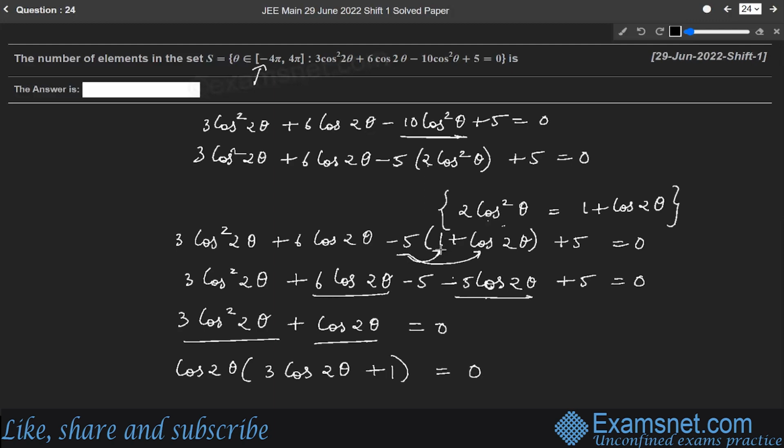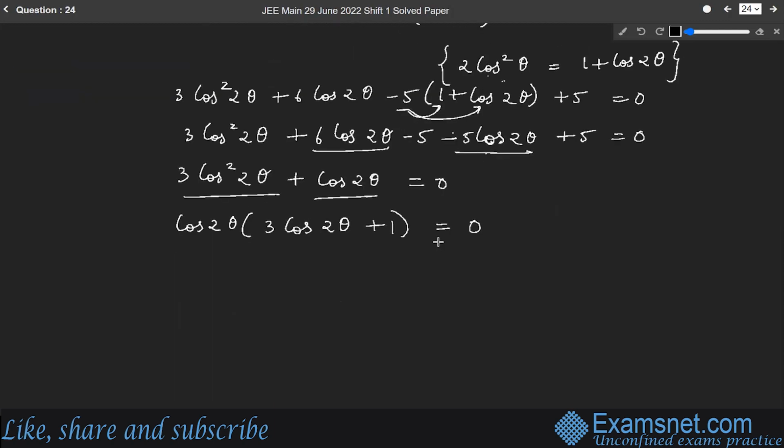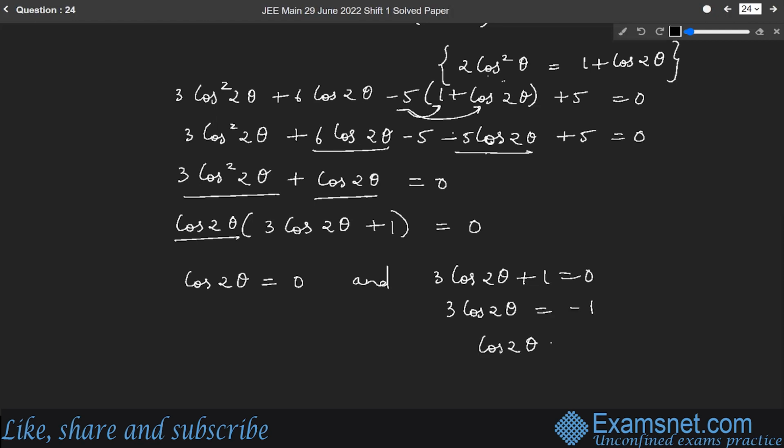Okay, so in this case, two terms will be equal to 0. Firstly, cos 2 theta will be equal to 0. And secondly, 3 cos 2 theta plus 1 will be equal to 0. So when 3 cos 2 theta plus 1 is 0, then 3 cos 2 theta will be equal to minus 1, or cos 2 theta will be equal to minus 1 by 3. So we have two values for cos 2 theta.